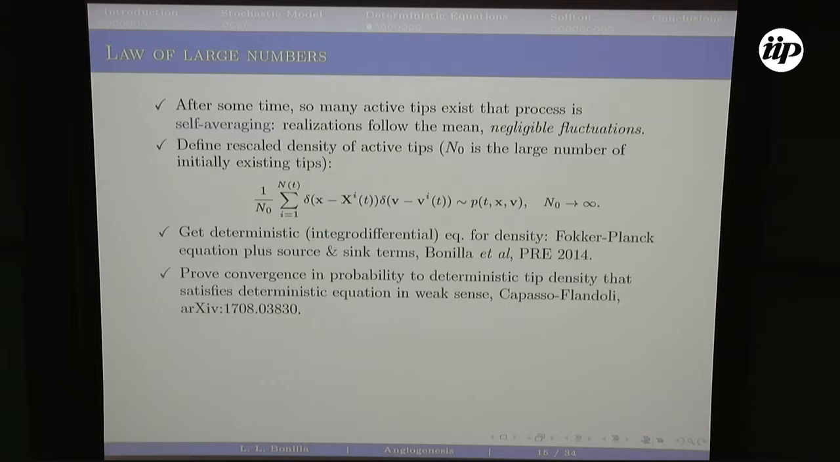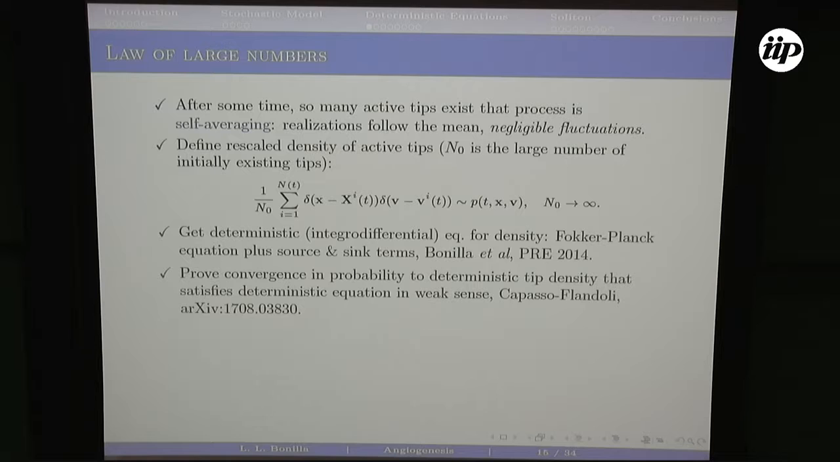Okay, so how do we understand this? Well, the first idea you may have is that the branching is going to be so efficient at creating new tips that there are going to be a lot of them. So if there are tons of these Brownian particles, you can think of the law of large numbers, define a relative density. So let's say that N0 is the initial number of tips. When this number goes to infinity, if this density converges to this relative density, then you can get some kind of deterministic equations for the density of active tips. And our collaborator even proved a lot of theorems about why this is so mathematically.